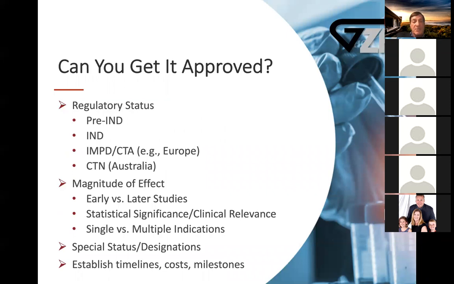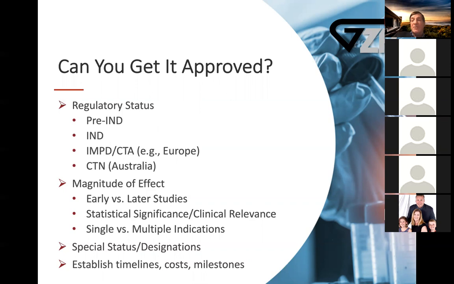We've talked about this already, the regulatory status. Have you had a pre-IND consultation with the FDA? Do you have an IND in place? What is your IMPD and CTA status in Europe? What about a CTN in Australia? And if you have no clinical data, that's fine. You then have to design your program for a first-in-human study, which can often be done efficiently, relatively cheaply in Australia. The magnitude of effect is very important.